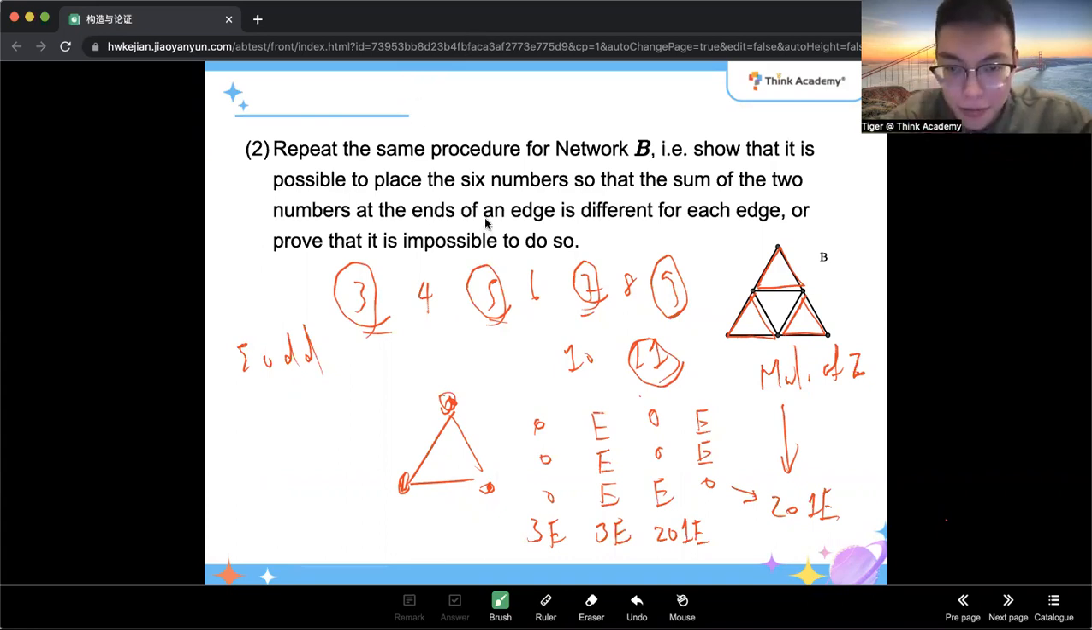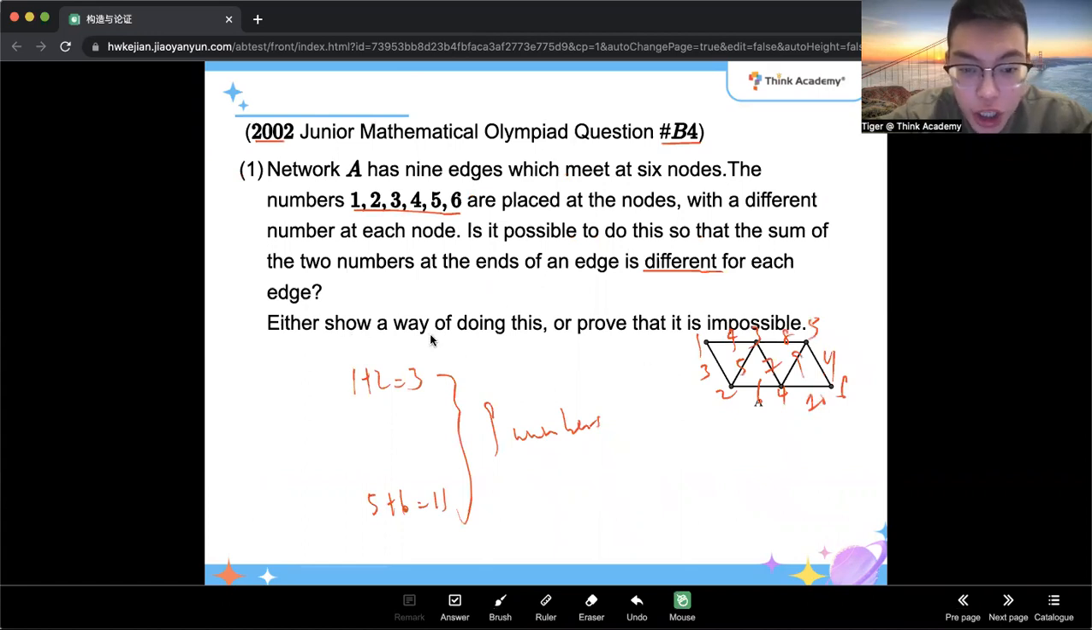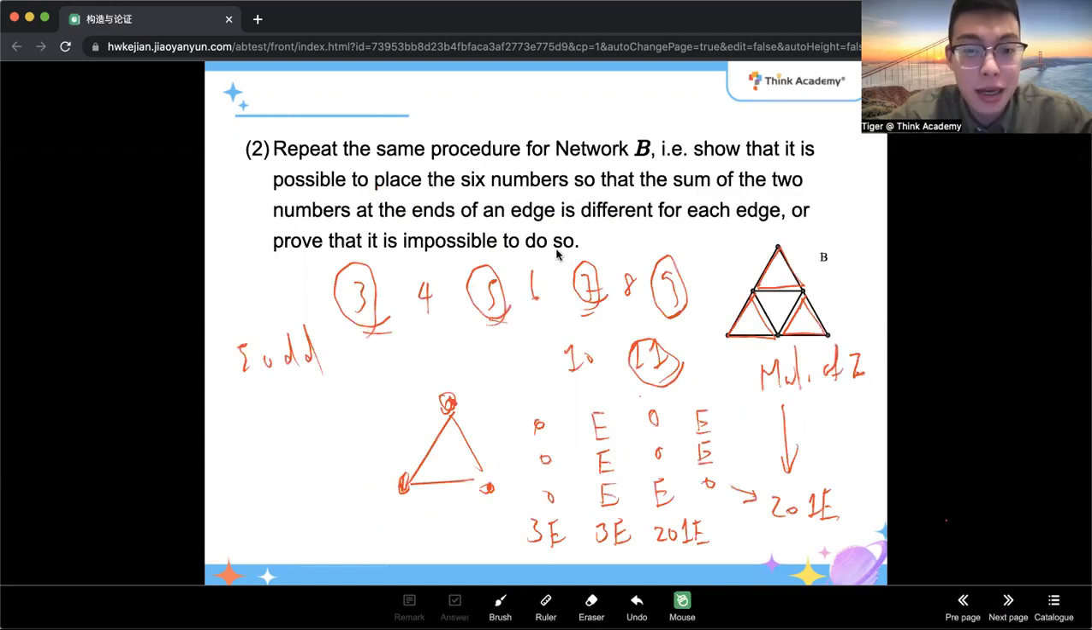But then the thing is, usually, if you have a question which is asking you to either show a way of doing this or prove that it's impossible, and it has got 2 sections, if the first one is impossible, the second one is usually possible. If the first one is possible, the second one is usually impossible, unless the question setter is deliberately setting a trap for you, which has got like a 10% chance. So you can decide on your own whether you're going to take that chance or not.